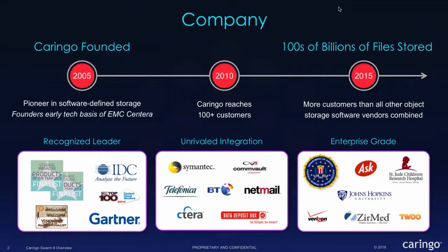We are a recognized leader in the space. We work very hard on integration to the most popular enterprise and cloud applications out there. And we are enterprise grade. We're used by very large organizations around the world, like the Department of Defense, Department of Justice, but we're also used by some of the most rapidly scaling cloud companies out there, like Match.com, Ask.com, 2.com, Rightmove, and others. So anytime you need massively scalable storage that's accessible, economical, and now searchable, we are the best solution in the market. And with that, I'll kick it off to Tony to walk you through what's new in Swarm 8.